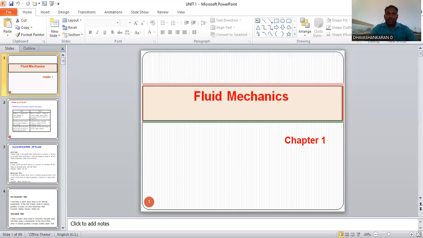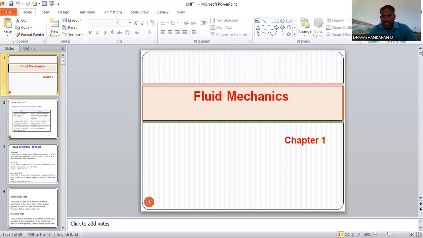Here is a simple problem which can explain the specific gravity, specific weight and density of a liquid. With this problem, I can conclude the properties of the fluid. The problem is: calculate the specific weight, density and specific gravity of 1 liter of a liquid which has a weight of 7 Newton. So we are asked to find the specific weight, density and specific gravity.